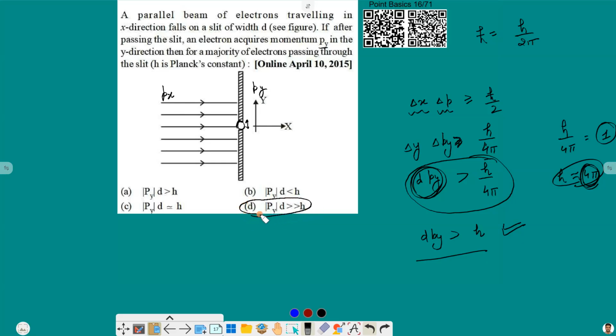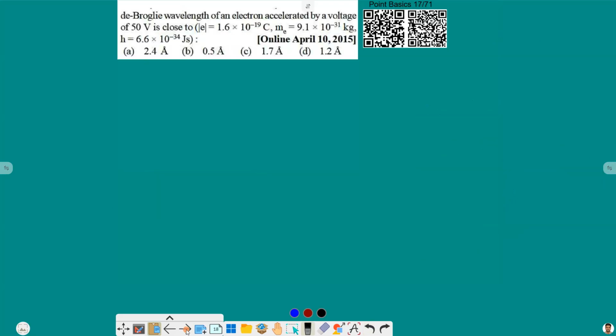So here all the options are very possible, that either it can be less than h, it can be greater than h, or it can be comparable to h. So what we will do, we will go with option C, that in most of the cases we have comparison cases, so that's why we will go with the comparable case. Now let's move to the next one.